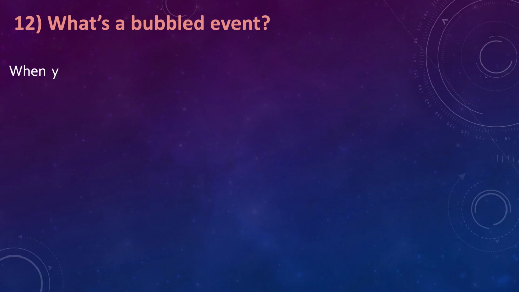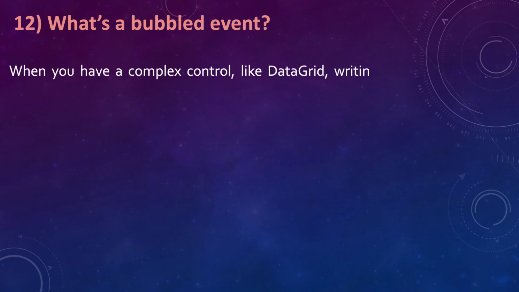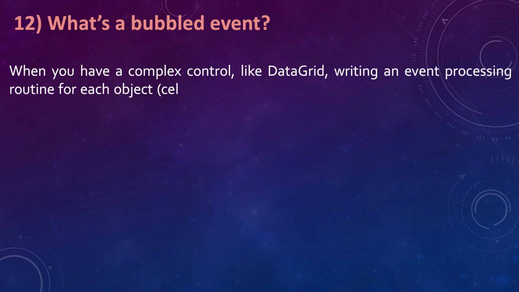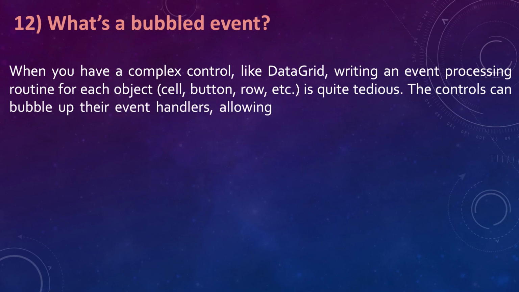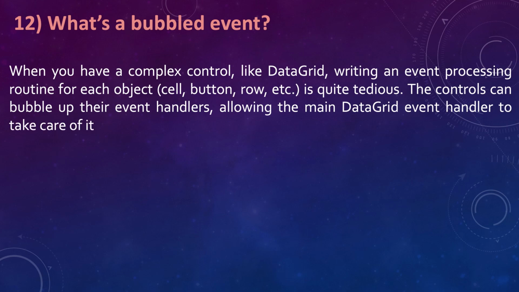What's a bubbled event? When you have a complex control like a data grid, writing an event processing routine for each object, cell, button, row, etc. is quite tedious. The controls can bubble up their event handlers to the main data grid event handler to take care of its constituents.